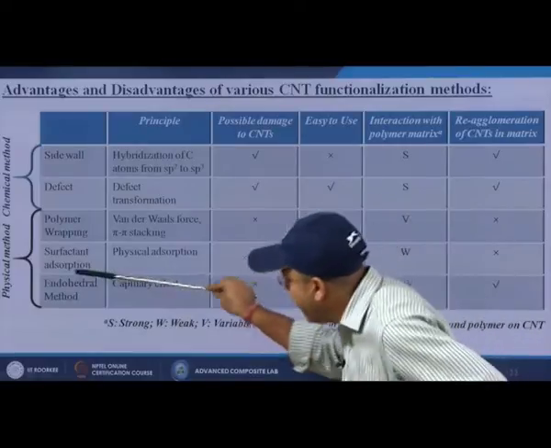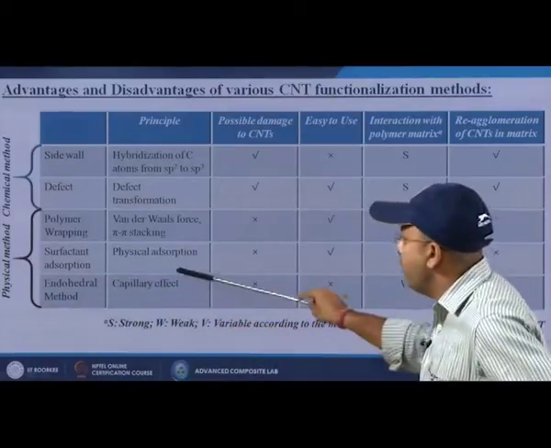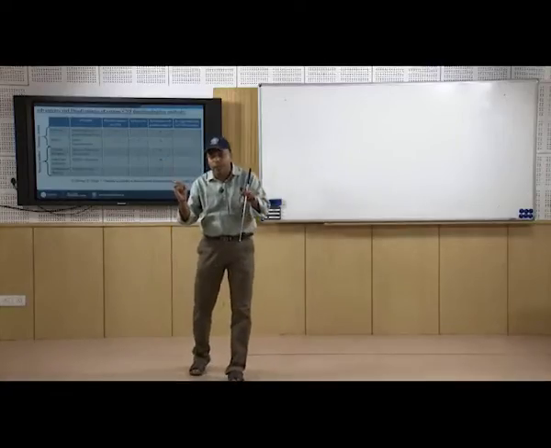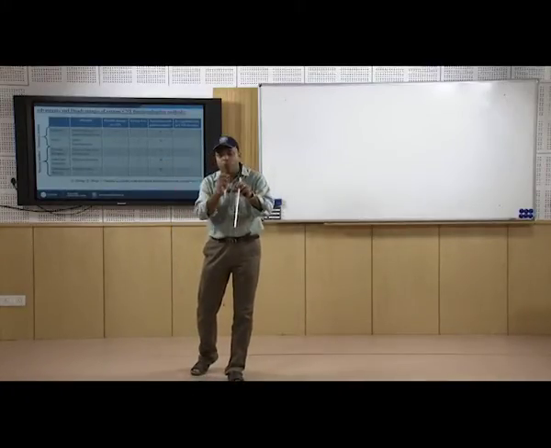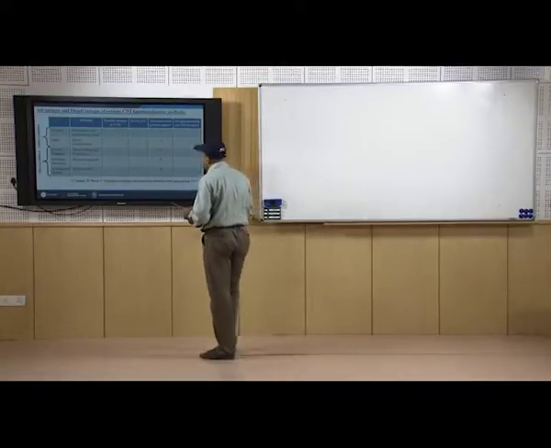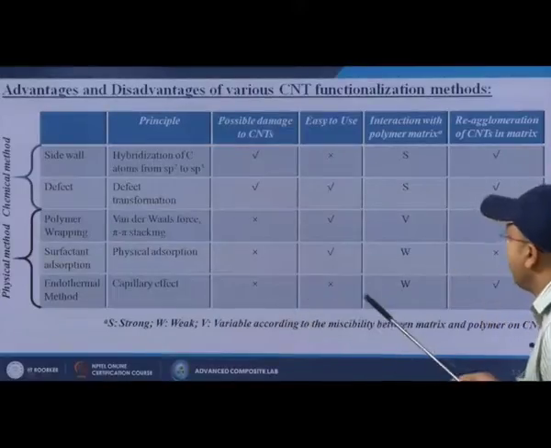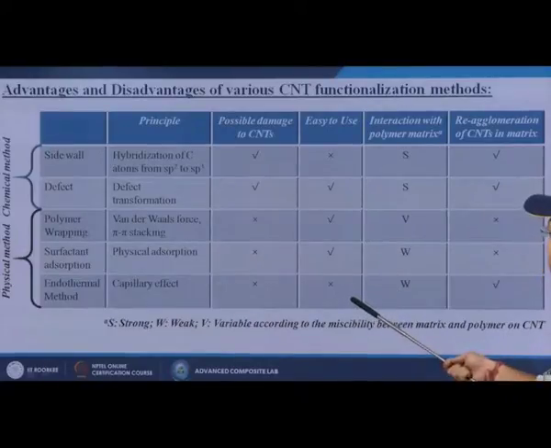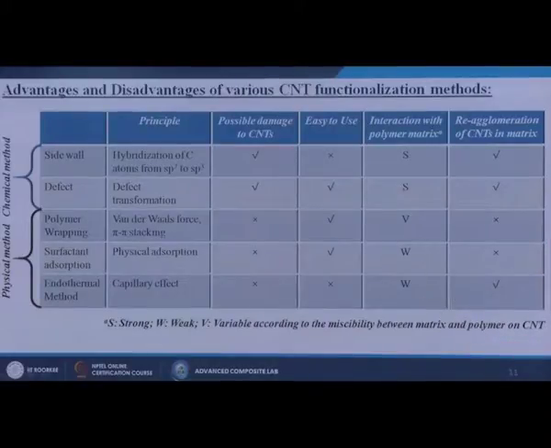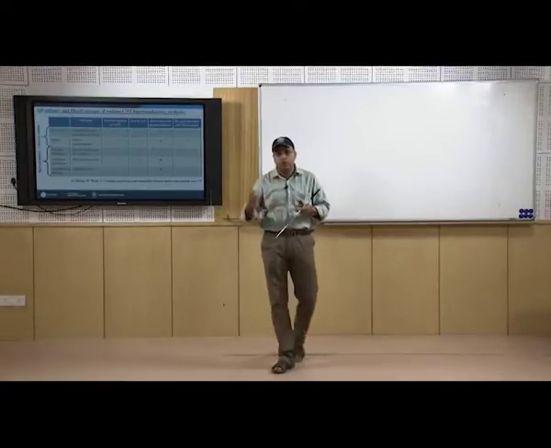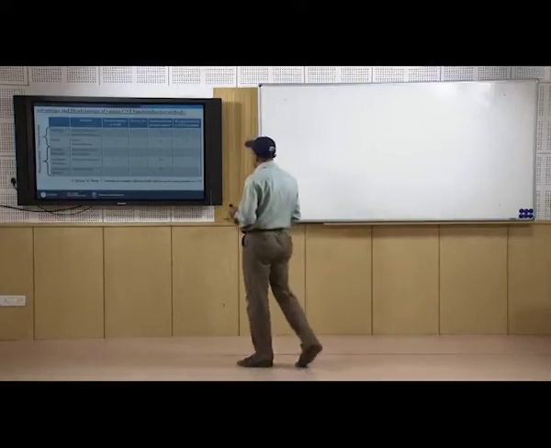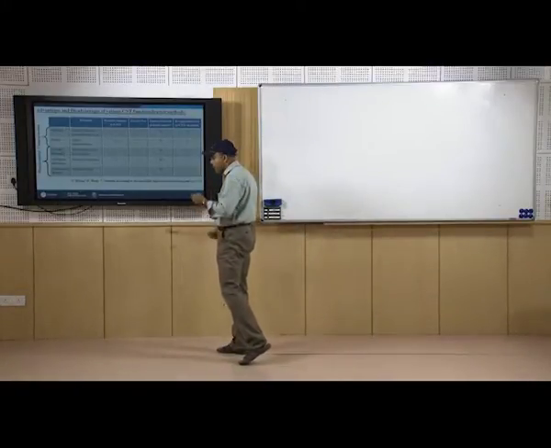When you are talking about the endohedral method, it is generally based on the capillary effect, because whatever material we are trying to insert, due to the capillary effect it goes inside that tube. So possible damage to the CNT is not possible. Then easy to use, it is also not easy to use. Interaction with the polymer matrix is very weak, because whatever functional group we are putting, that is going inside the nanotube, not on the surface. And re-agglomeration of CNTs in the matrix is very good.